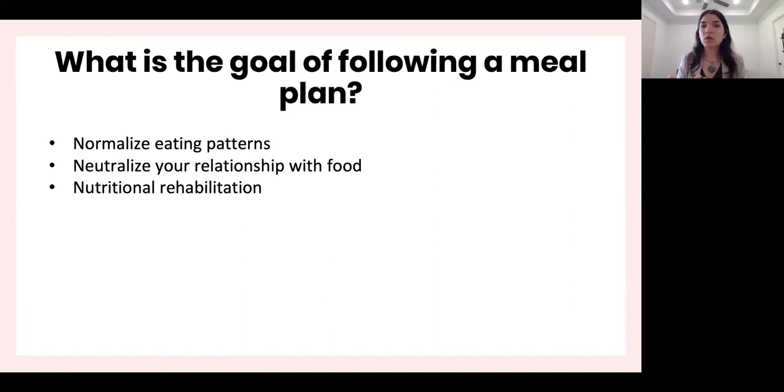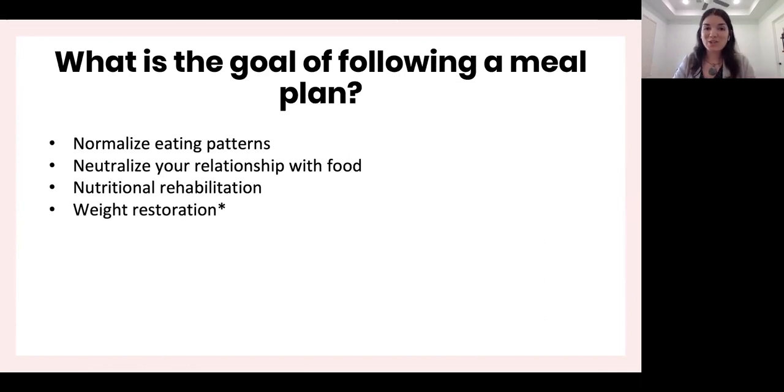Our clients sometimes, as they've been struggling with their eating disorder, often because they're not getting enough nutrients that their body needs, some systems in their body are not working to their full potential. So with nutritional rehabilitation, we're working on rebuilding those tissues, those organs, those systems that may have been affected through the eating disorder so that they can work at 100%.